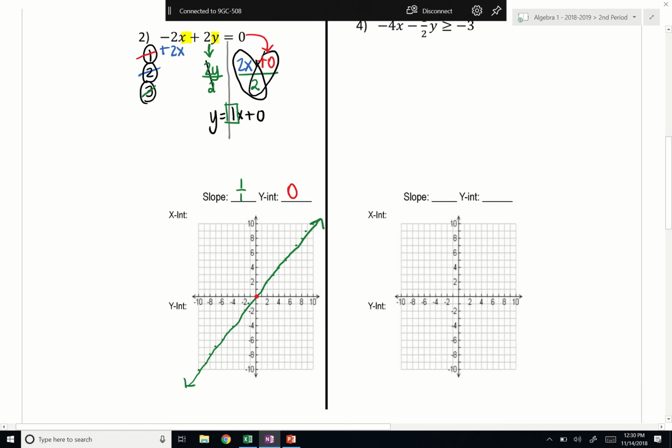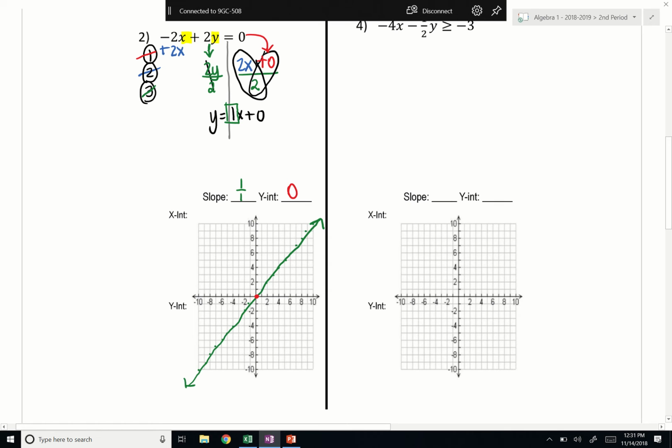Okie doke. So what did I space out? 0. What did I move over? Okay, why did I put a plus 2x? Because it was negative, okay? And then I divided by a 2. 2 divided by 2 is 1. 0 divided by anything is 0. My slope was 1 over 1. That's just so I could see a rise over a run. Does everybody understand that? And then my y-intercept was what?